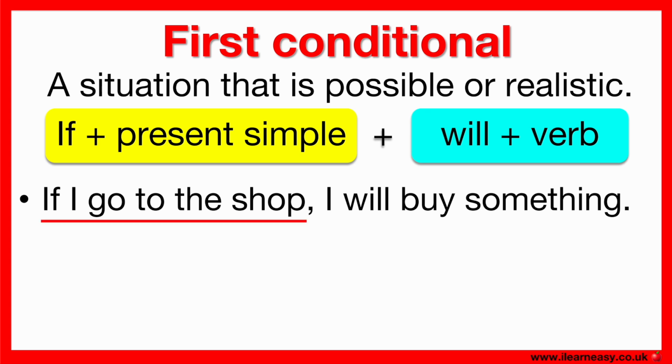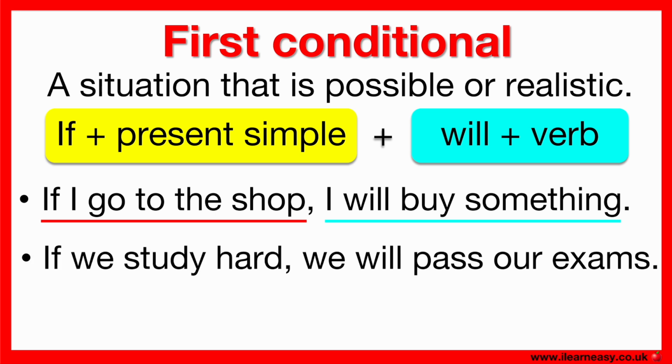As you can see, the if clause comes first, if I go to the shop, followed by the main clause, I will buy something. The if clause is in the present simple form, and the main clause follows the structure will followed by the verb in its base form. If we study hard, we will pass our exams.